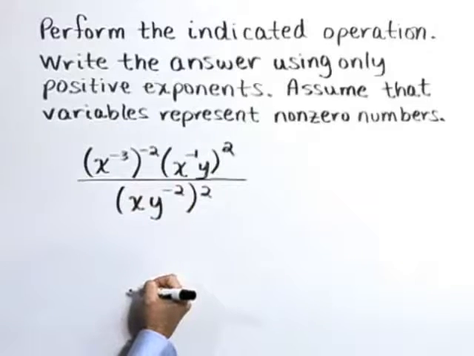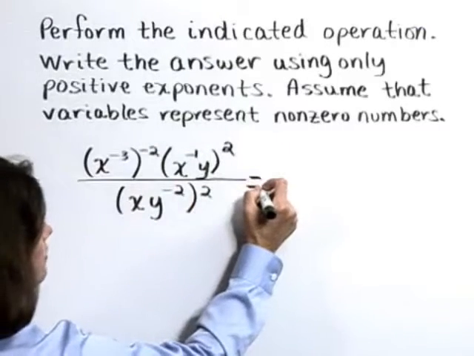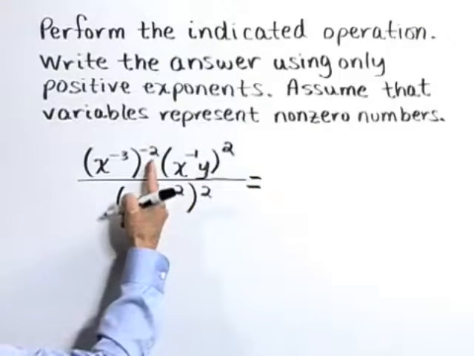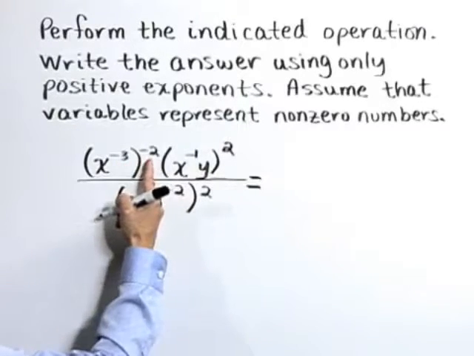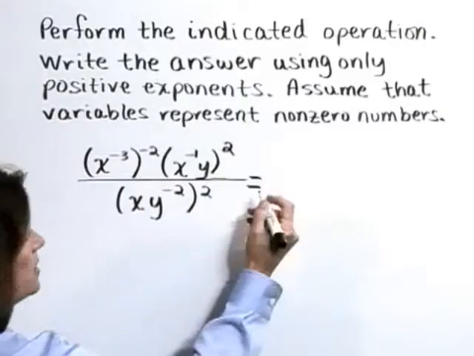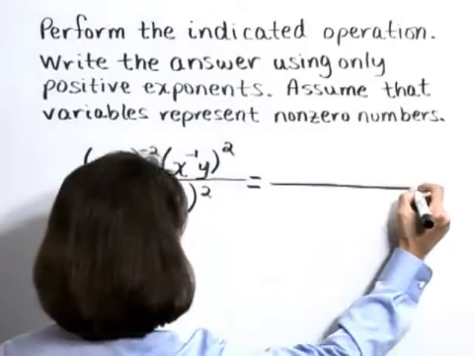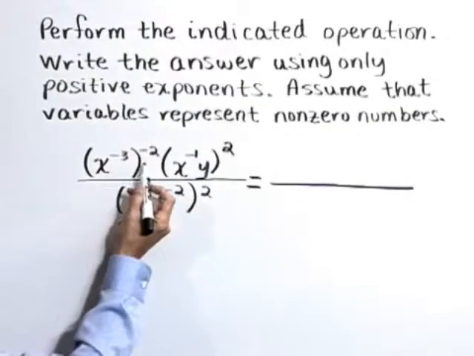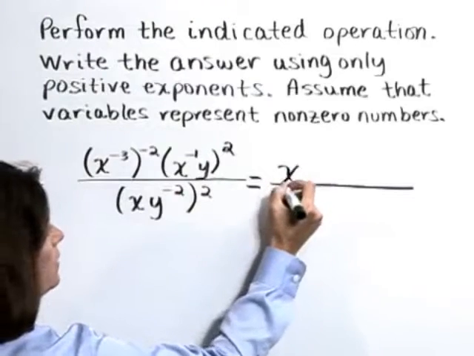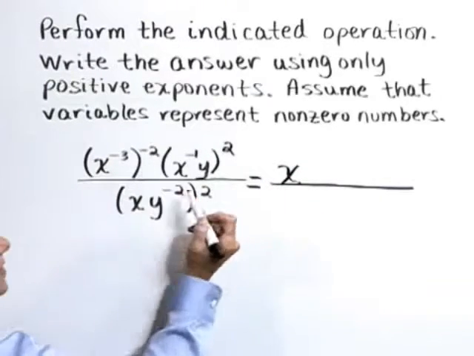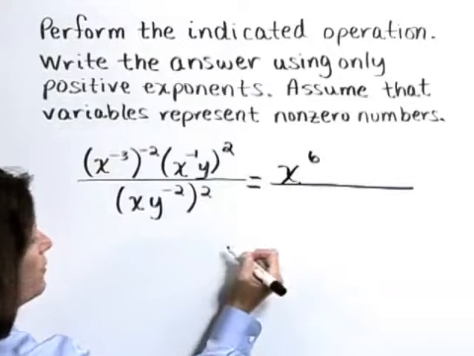Let's start simplifying by taking care of our outer exponents first. When we raise a power to a power, we multiply those exponents. So in the numerator, x to the negative 3 raised to the negative 2 is x to the negative 3 times negative 2, or positive sixth power.